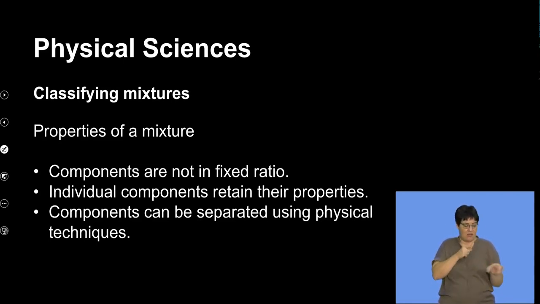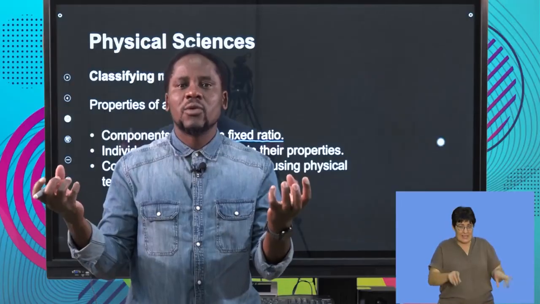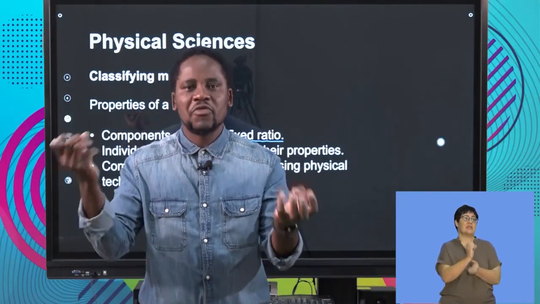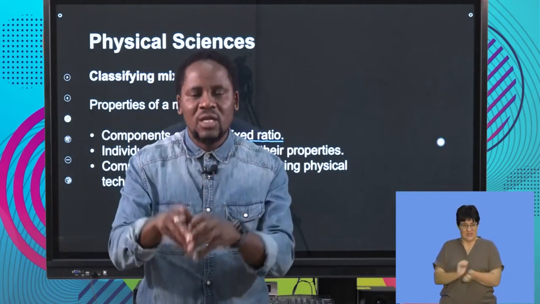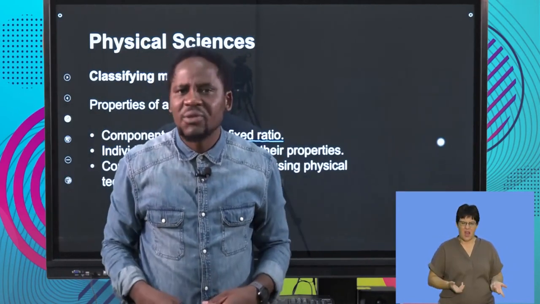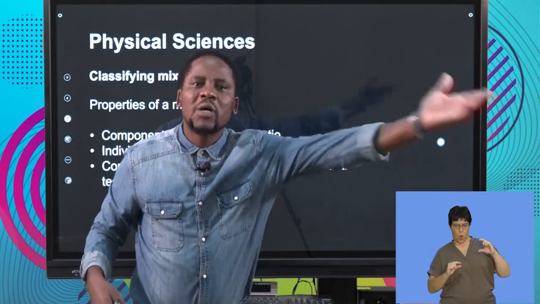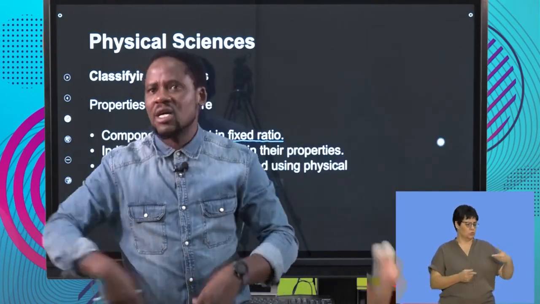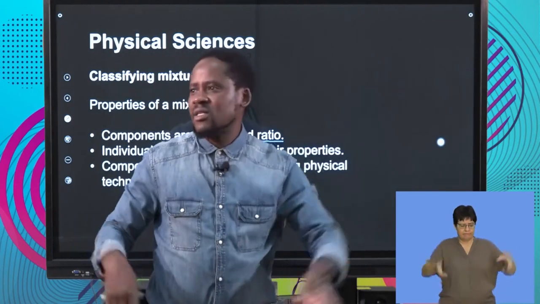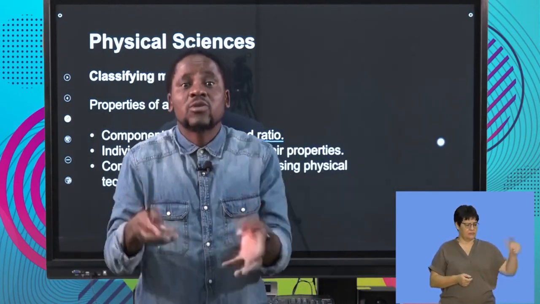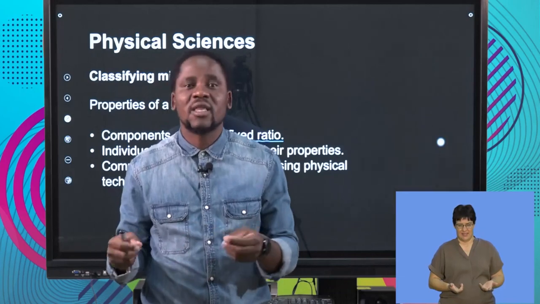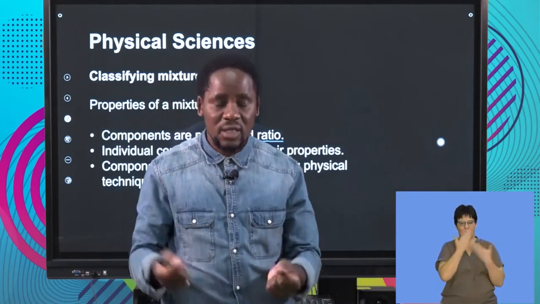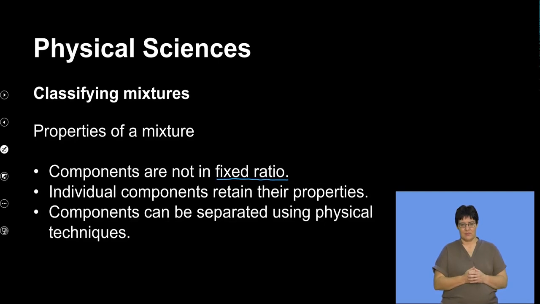Okay, so in a mixture, components are not in fixed ratios. What that simply means is that we don't have to have a fixed amount of each of the individual substances that come together in a mixture. It can be in any ratio. You can have 2 parts of substance A and 10 of the other, or you can have 5 parts to 3. It doesn't matter. That's exactly what it means when we're saying that these are not in fixed ratios. That's a very important property or characteristic of a mixture.